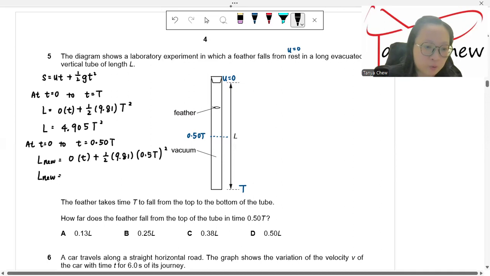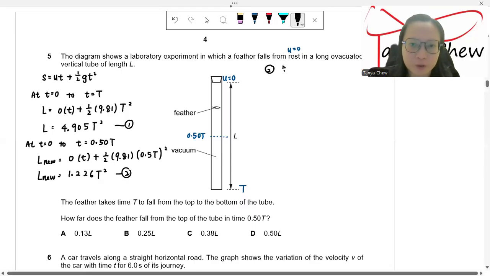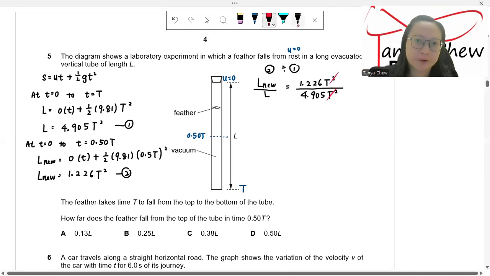So the new L is equal to 1.226 t squared. I have the first equation and I have the second equation. Now I want to determine the new length when it has already fallen, right, in time 0.5 t. So I'm going to use the second equation, simultaneous equation, divide the first equation. So this is a new L divided by L is equal to 1.226 t squared divided by 4.905 t squared. Now this t squared can be cancelled off and you get L new is equal to 0.25 L. B is the answer.